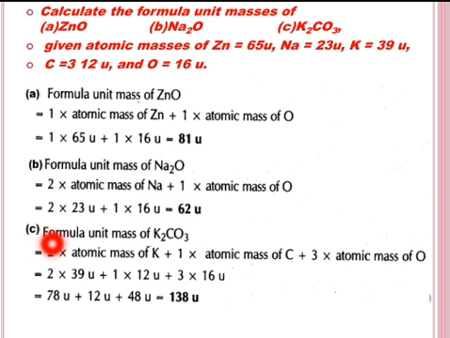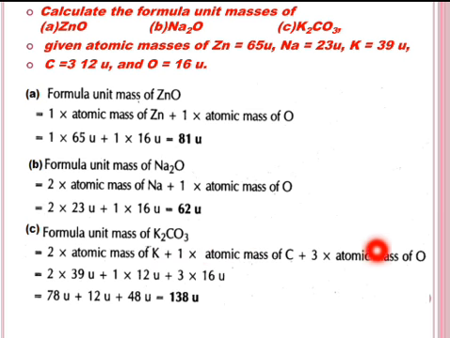Similarly, you can find the formula unit mass of potassium carbonate by calculating and adding their atomic masses. So how many potassium atoms are present in this compound? You can see from this formula there are 2 atoms of potassium. Multiply it with its atomic mass, that is 39 U. How many carbon atoms are present? You can see there is one carbon atom, so multiply it with its atomic mass, that is 12 U.